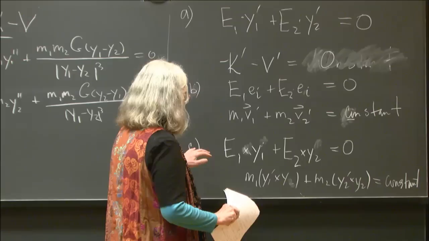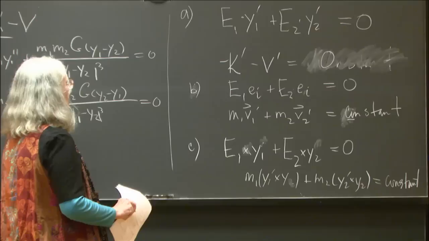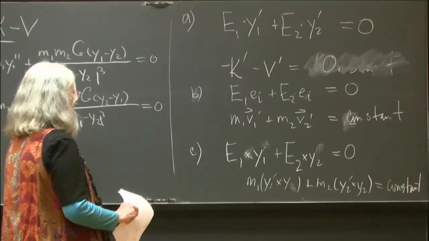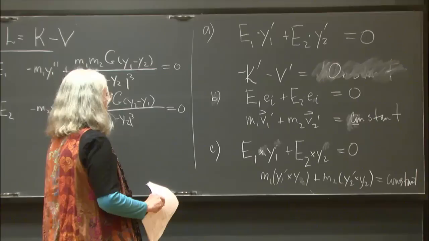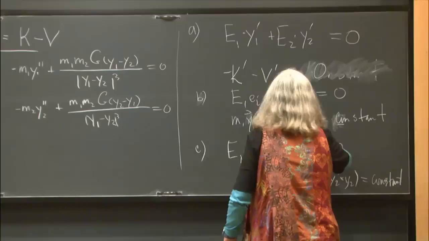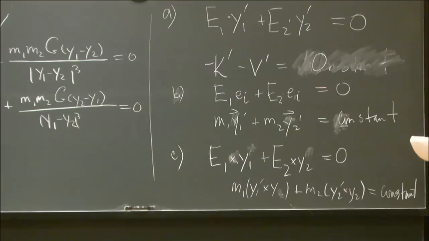What did I do wrong? I'm sure you're right. It's either M1 V1 plus M2 V2 equals constant, or M1 V1 prime plus M2 V2 prime equals zero. No, this is... I'm sorry, it's Y1. I don't have any V's. Thank you. That's all right. Okay. So the question is, what did I do? Why? What did I do?